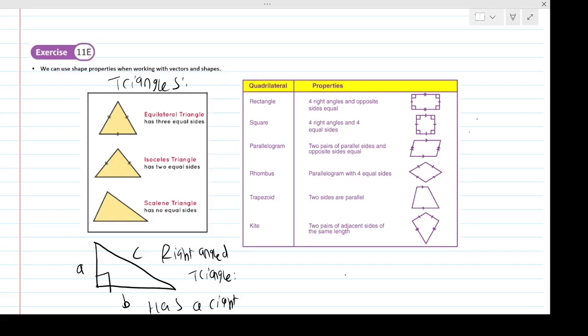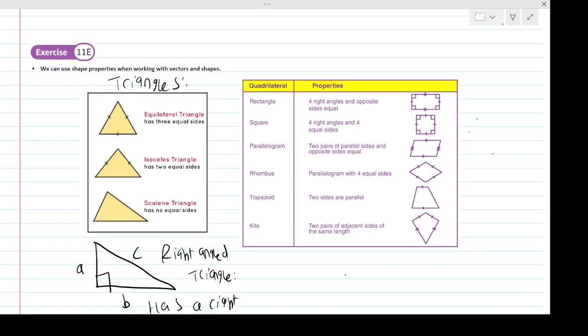Then we have a parallelogram, which is like a rectangle in the sense that the opposite sides are equal, like a rectangle. But the angle doesn't have to be a right angle. So all you then need to show is that the opposite sides are parallel. Okay. But actually, instead, you can show that the opposite sides are equal.